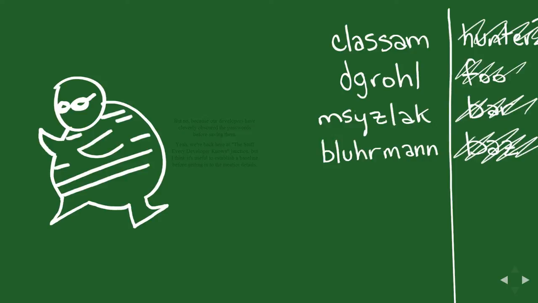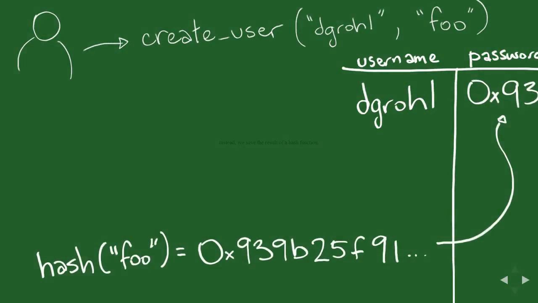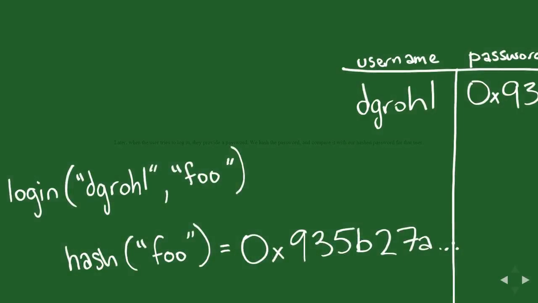Yeah, we're back here at the stuff that every software developer knows, but I think it's useful to establish a baseline before getting into the meatier details. So, in order to hide passwords this way, when the user creates a password, we don't save the password itself. Instead, we save the result of a hash function. Later, when the user tries to log in, they provide a password. We hash the password and compare it with our hashed password for that user.